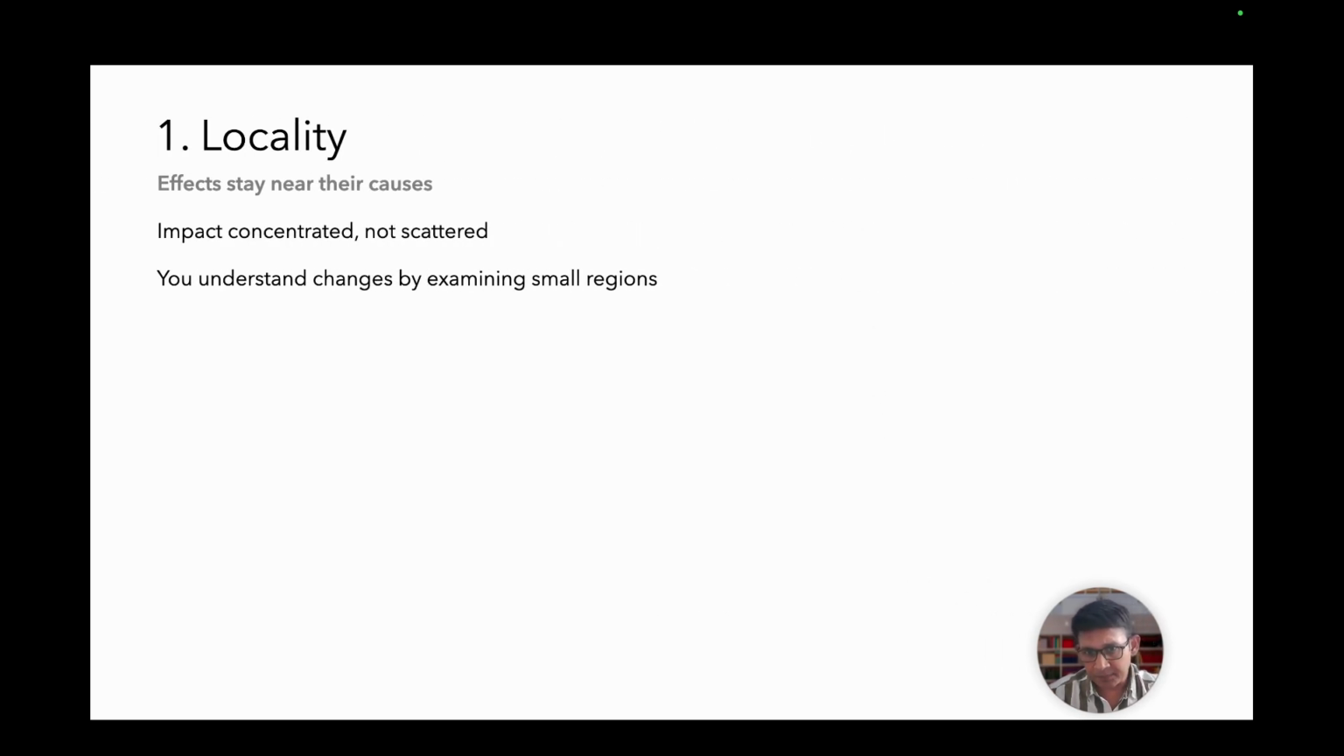The first is locality, that is, effects stay near their causes. When you modify a system, the impact should be concentrated near the function, not scattered across the system, not hidden in distant modules. Locality reduces cognitive load. You can understand the change by examining a small region of code. You don't need to traverse the entire code base to predict consequences. Violations of this are typically things like global state, event buses without clear boundaries, and shared mutable objects that pass through many layers.